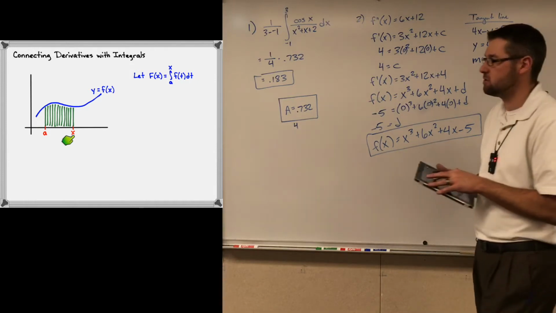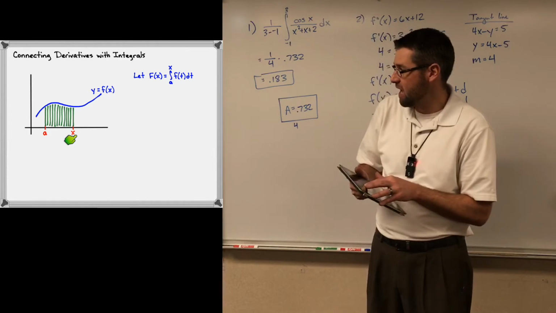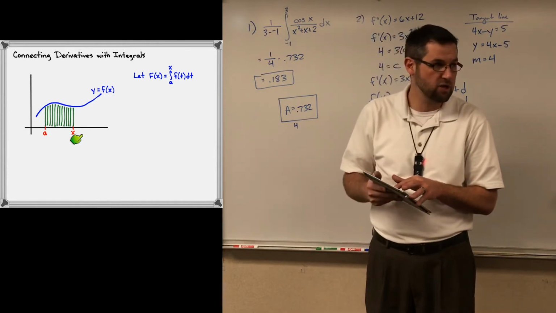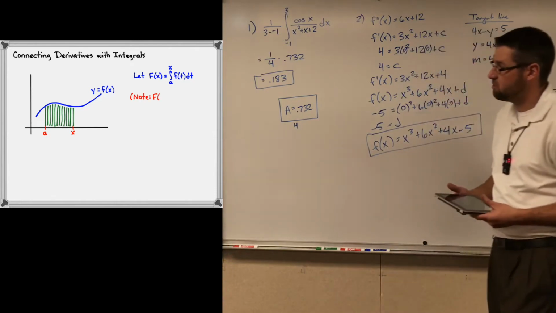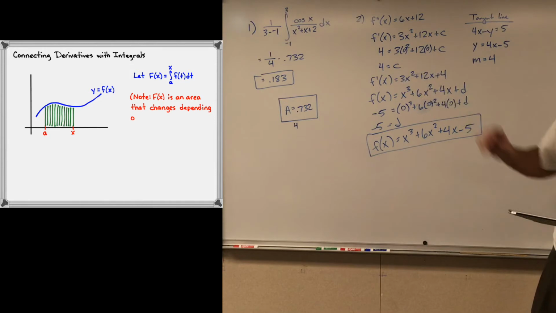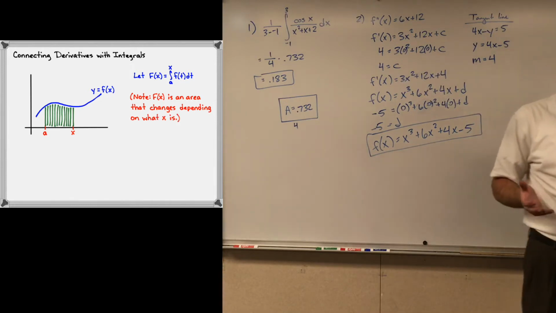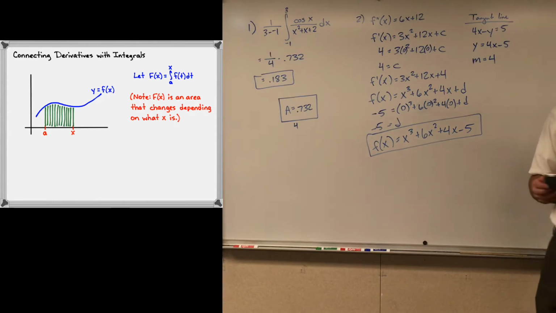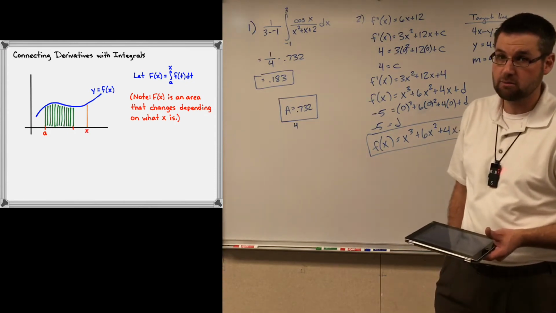So what would I have to do to make the area bigger? I'd have to move x to the right. You guys okay with that? If I move x to the right, we say the area gets bigger. So real fast, we're saying that capital F is representing the area under the curve. And that all depends on whatever x value I plug in. You guys okay with that? Okay.